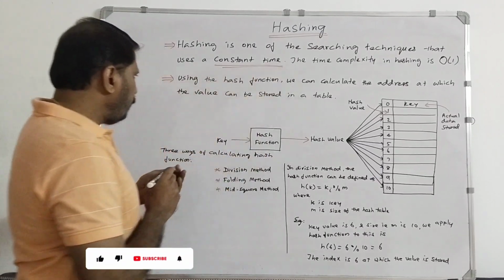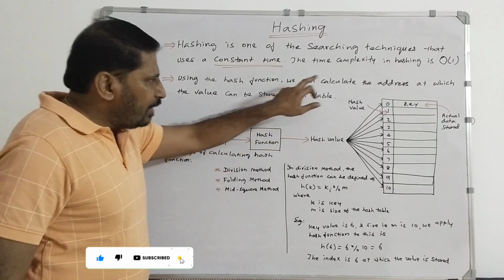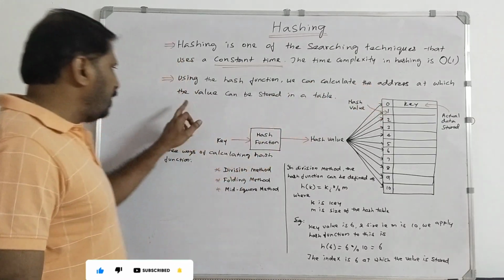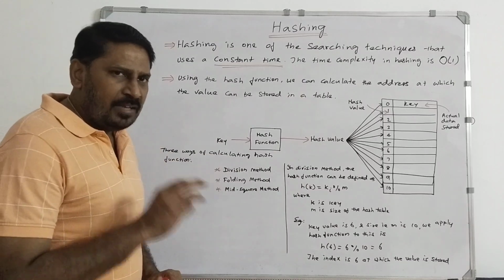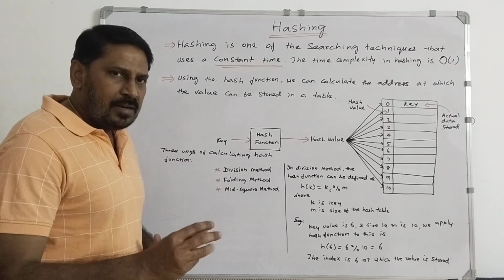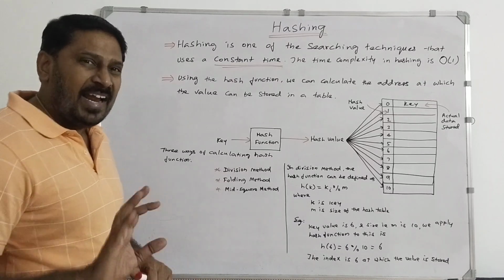And using a hash function, how can we do this? We can calculate the address at which the value can be stored in the table. So we are calculating the address, and according to that address, we are finding the appropriate entry in the hash table.